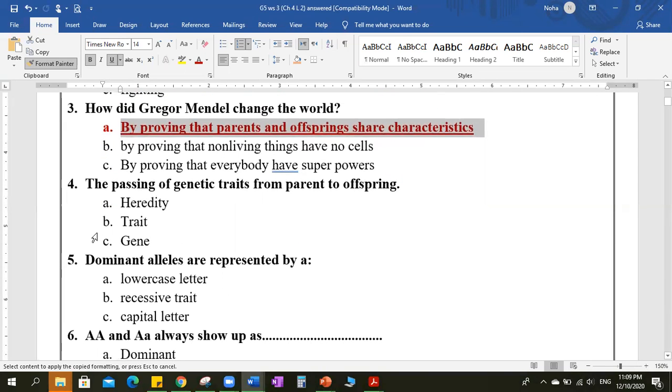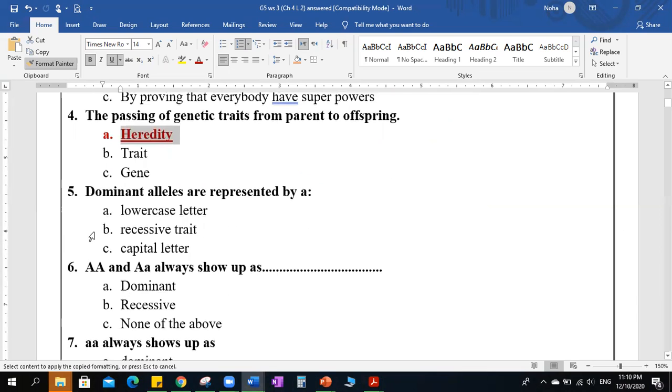Number 4, the passing of genetic traits from parents to offspring. This is called heredity. Number 5, dominant alleles are presented by, that's right, capital letter.